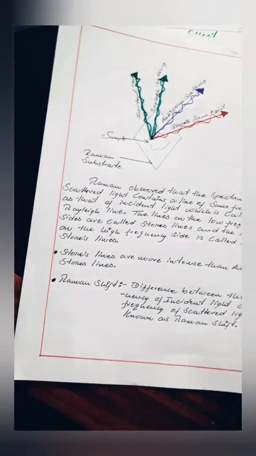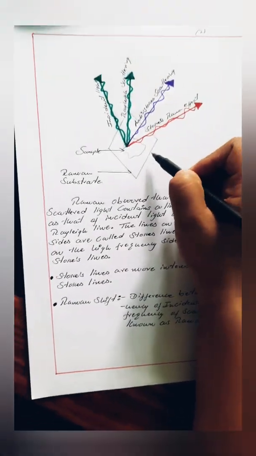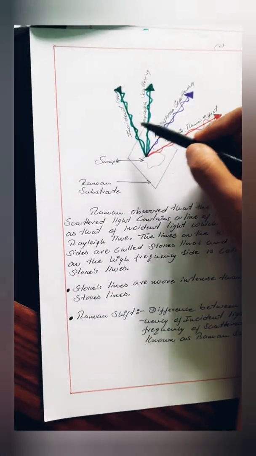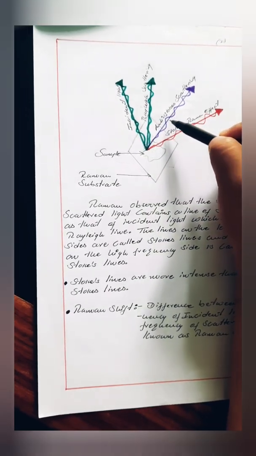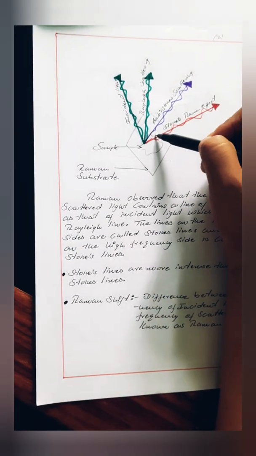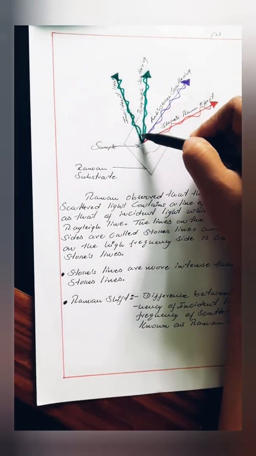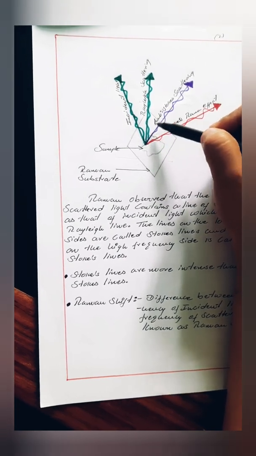Now, here I have made one experiment picture of Raman effect, that is, this is incident ray, this is Rayleigh scattering, this is anti-Stokes and Stokes Raman effect. Let me explain this. This is the incident ray and it's passing through an organic molecule.